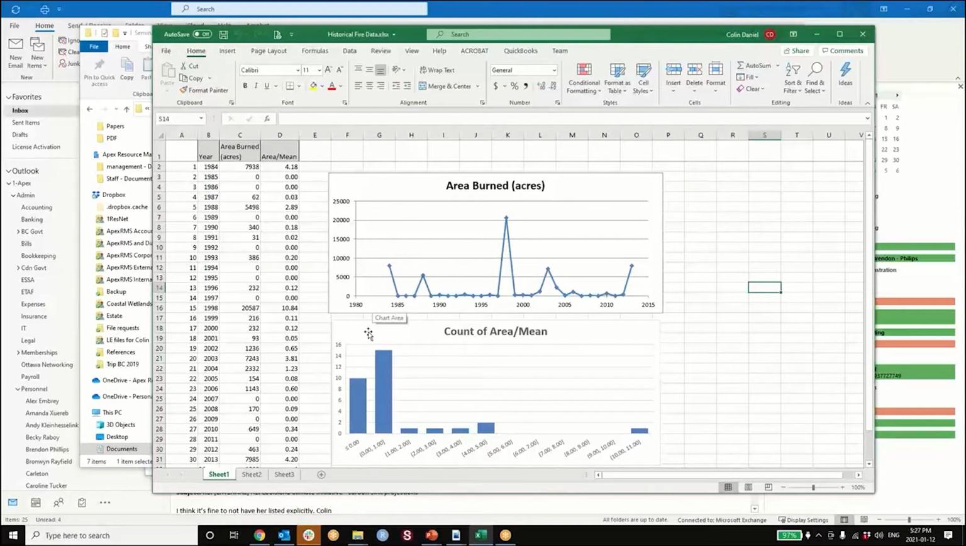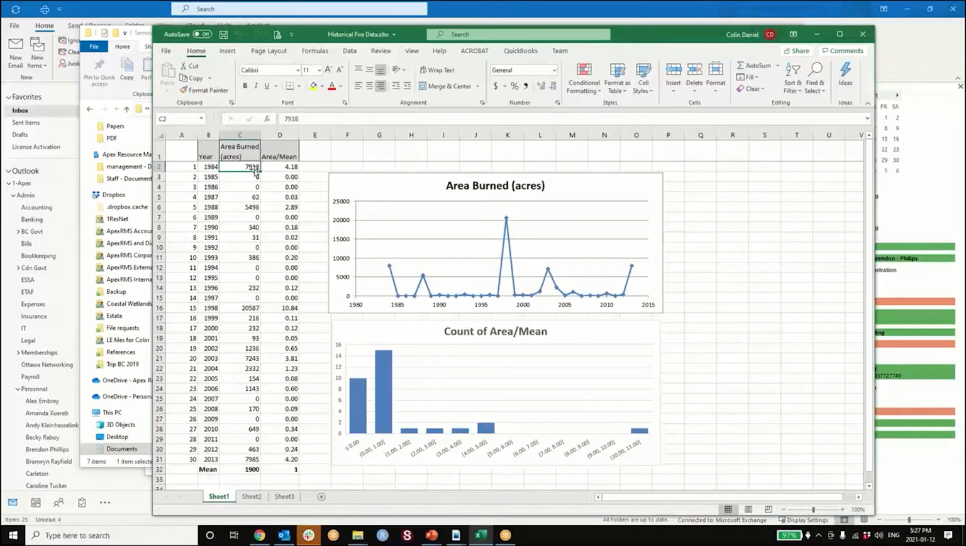To summarize, this is the original data set that's plotted there, 30 years of fire area burned. And we can summarize this in a couple of different ways. The first is that we can normalize this data set. The mean area burned is 1,900 acres over this 30-year period. If we take the actual area in each year divided by the mean, call this the normalized area, then in 1984 there was 4 times the mean in fire. In 1998 there was 10 times the mean.